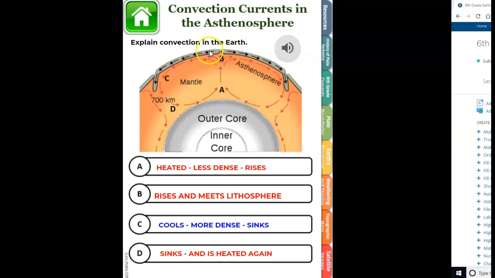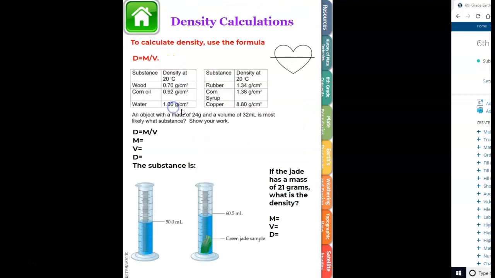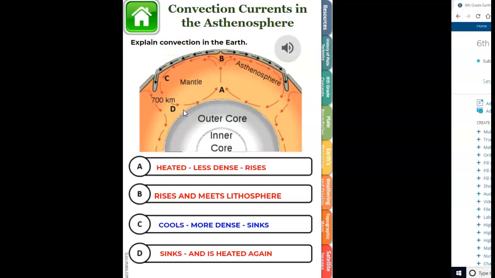It comes in contact with that cooler lithosphere, transfers its energy, becomes more dense, and sinks back down. Once it sinks back down, it's closer to the core, it heats up again, starts to rise because it's less dense, gives off its energy, cools off, becomes more dense, and sinks. So this continuous cycle happens over and over again, as long as the core is hot.